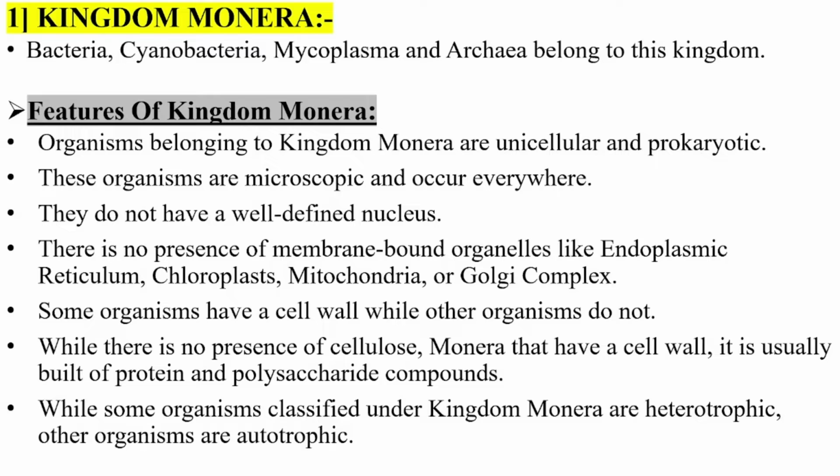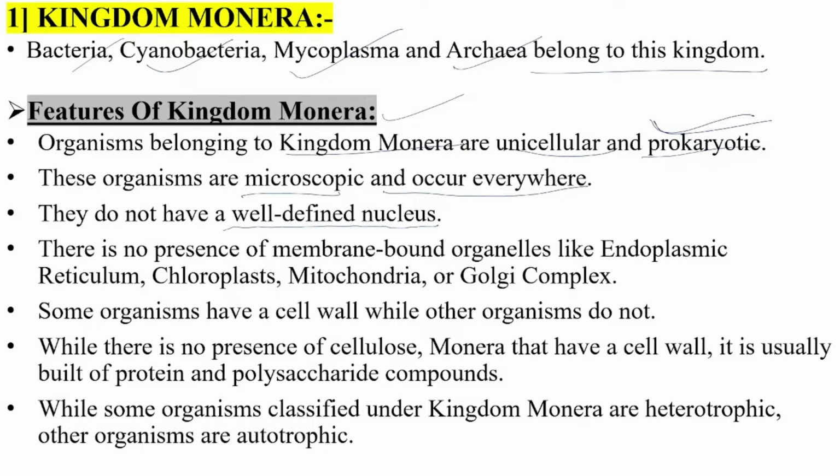So first one is kingdom MONERA. It includes bacteria, cyanobacteria, mycoplasma, and archaea belong to this kingdom. What are the features of kingdom MONERA? So organisms belonging to kingdom MONERA are unicellular and prokaryotic. These organisms are microscopic and occur everywhere. They do not have a well-defined nucleus since they are prokaryotic.